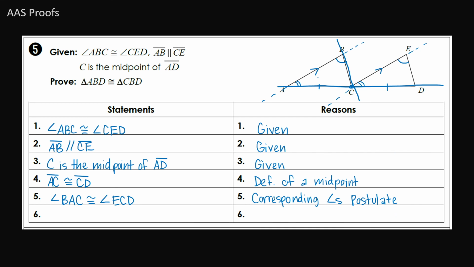So now what we have is an angle, and then a non-included side. So if we just look counterclockwise around the triangle, angle, angle, side, we can prove that triangle ABD is congruent to triangle CBD using angle, angle, side. And there you go. For additional practice with angle, angle, side theorems, try out 4, 6, and 7.